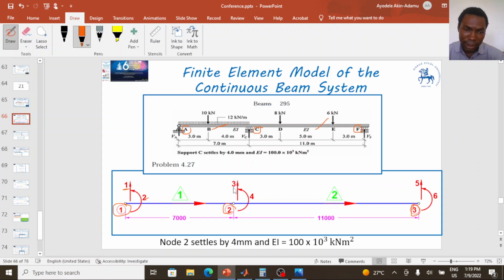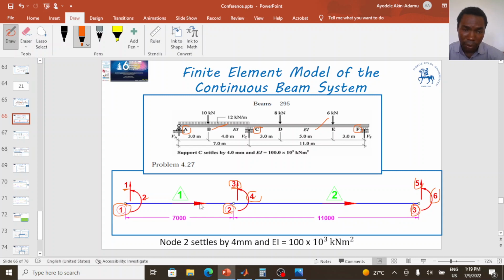For node 2, you also define the degrees of freedom. The third degree of freedom is the vertical degree of freedom at that node. The rotational is my fourth degree of freedom. Then 5, 6. Note I always number my vertical degree of freedom before the rotational degree of freedom at each node. So this problem has 6 degrees of freedom, 1, 2, 3, 4, 5, 6. So you define your degrees of freedom for the problem in this manner.